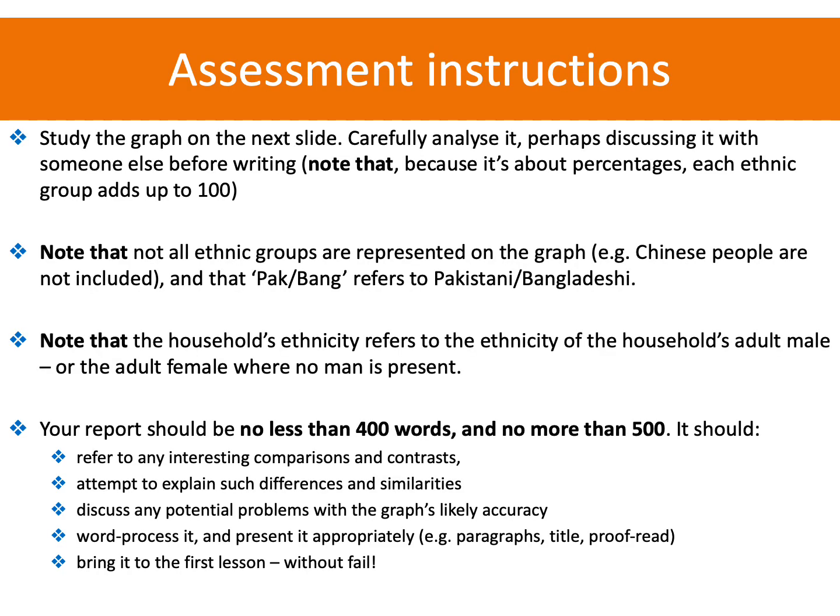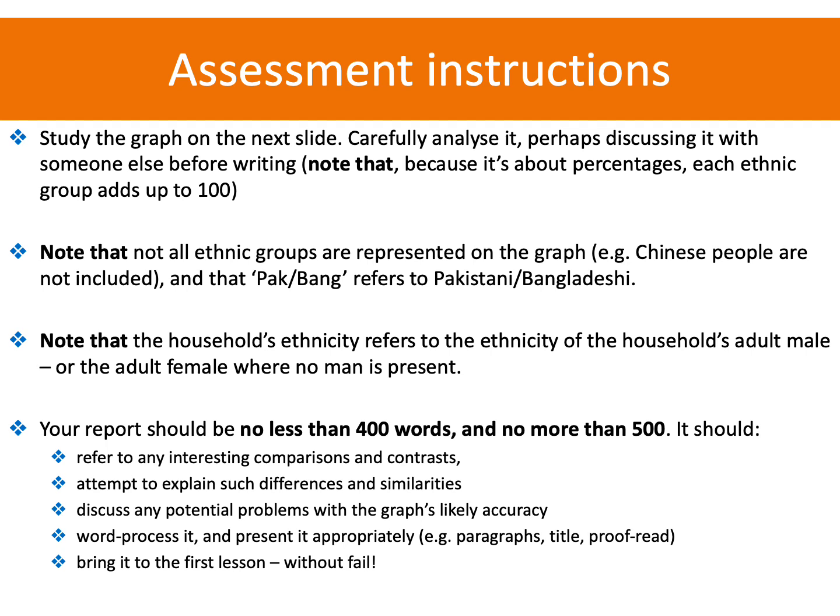You're going to study the graph on the next slide. You're going to carefully analyse it, perhaps even discuss it with someone else. There are a couple of notes you need to bear in mind. It's about percentages, so each ethnic group adds up to 100. Also note that not all ethnic groups are presented on the graph, which could be a problem, and that some of them have been shortened. So Pak and Bang refers to Pakistani and Bangladeshi, which for the purposes of this graph have been categorized together.